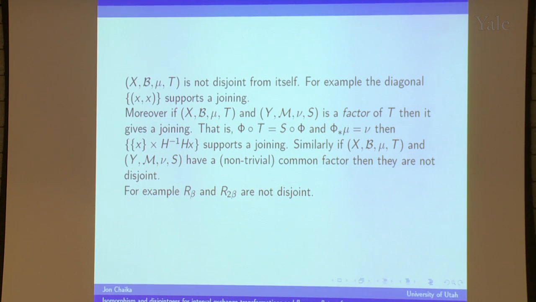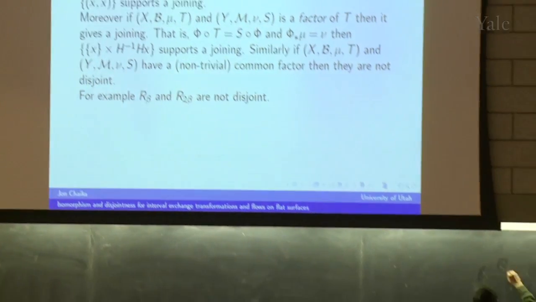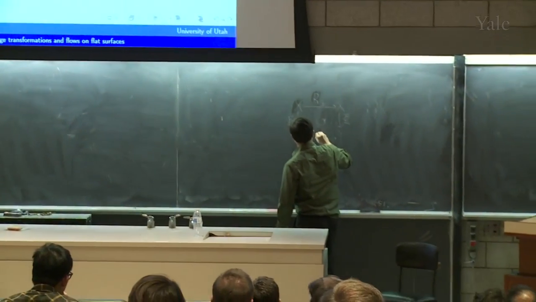Okay? And just a remark that this is a different thing than in the case of rotations, where this problem is also completely classified, because it's very possible for two rotations to be not isomorphic, but still not disjoint. So in particular, if you look at rotation by beta and rotation by 2 beta, one is a factor of the other. So you can consider the map times 2. So let's do an example here. This will be rotation by beta. This will be rotation by 2 beta.